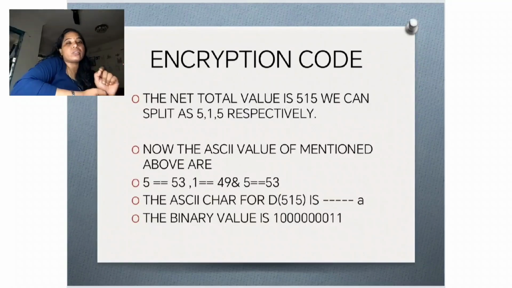We are going to use uppercase. Here I am going to use small case. So small case letter a, and that value is 515. The binary value of 515 is 10 bits: 1001. How can we calculate? Already I said, you just divide that number by 2, and you can get this answer.